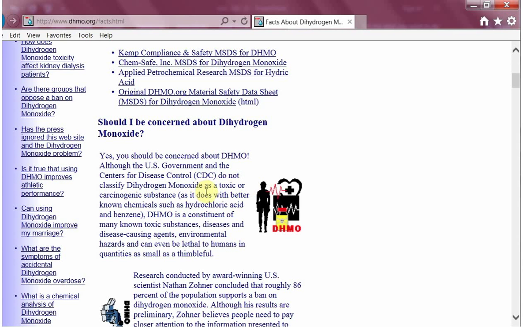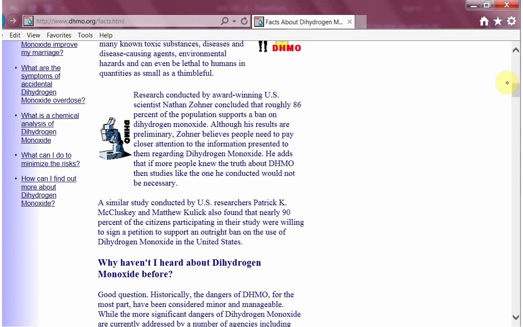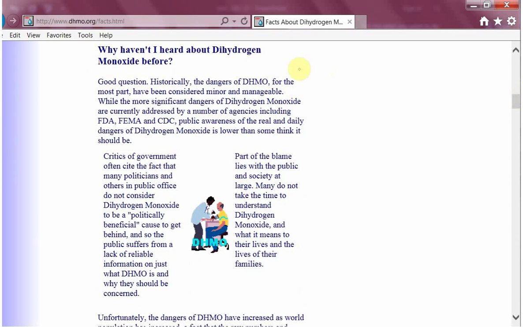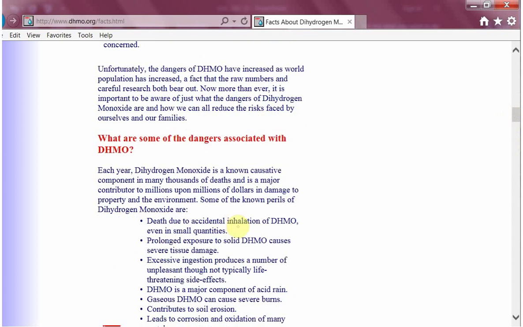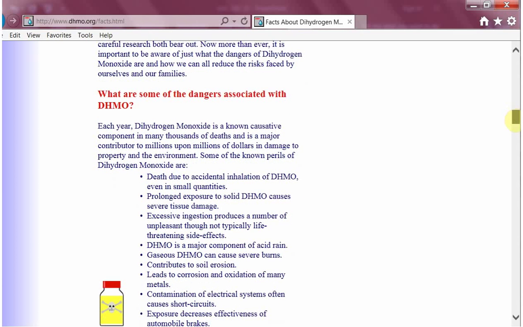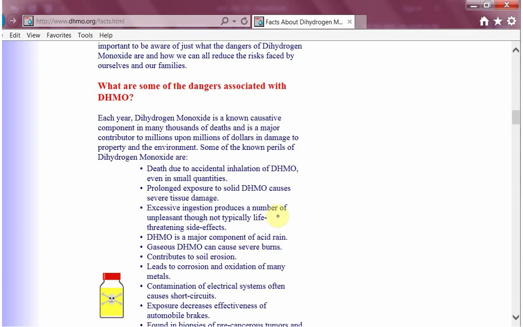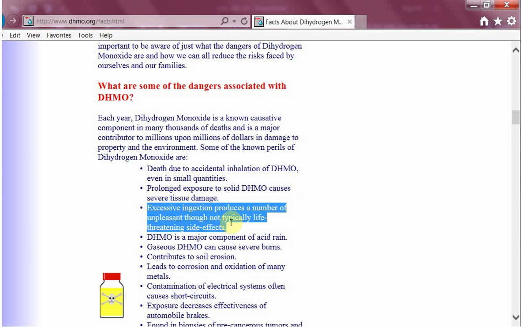They don't classify it as toxic, and yet it's in everything. It can even be lethal to humans in quantities as small as a thimbleful if you inhale it, and so on. Why haven't you heard about it before? Technically, it was considered minor and manageable. And they go on to say it's in every body of water. It's in everything we drink and consume because water makes up 60% of us. All of our food has water in it, too. Death due to accidental inhalation. Solid DHMO causes tissue burns, you know, freezer burn. Excessive ingestion produces a number of, although usually not life-threatening, side effects. Actually, there was a girl in 2013 who drank so much water she actually did die. She really diluted the ions in her body down too much.